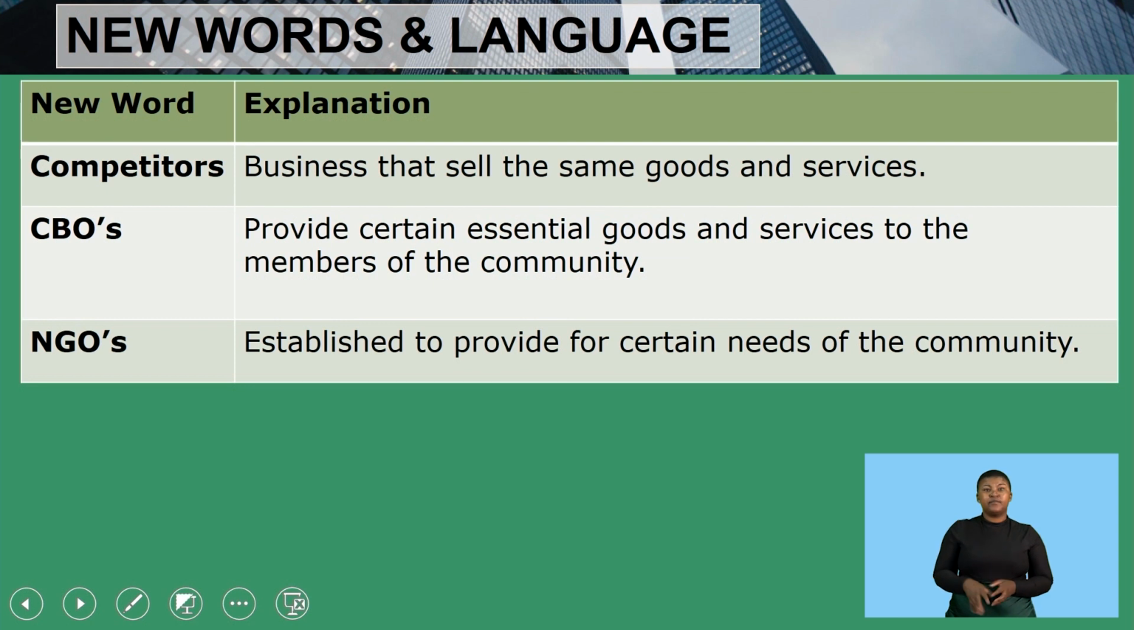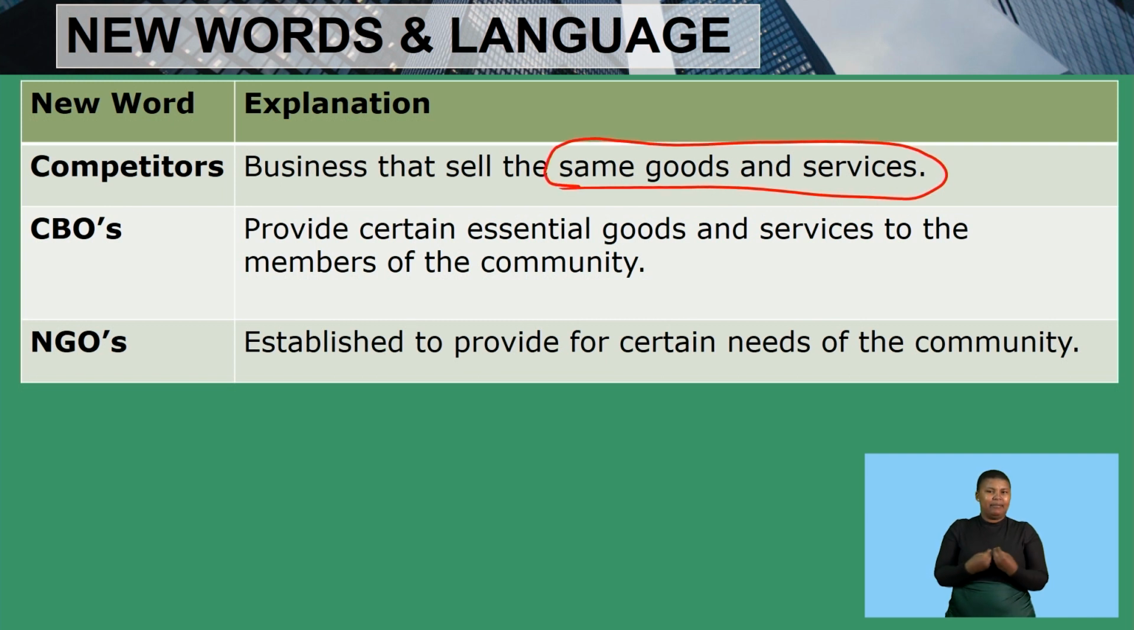All right, so we are going to have a look at some new words in today's lesson. The first being competitors. So remember, competitors will be any business or individual that sells the same products and services or similar products and services to your business's products. So they are competing for the same consumers or the same target market. So when we look at the word, it's a business that sells the same goods and services as your business.